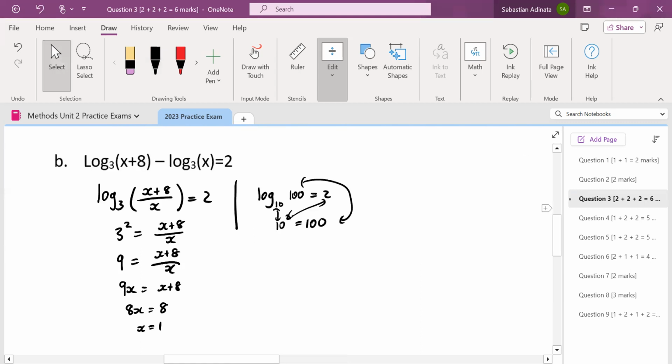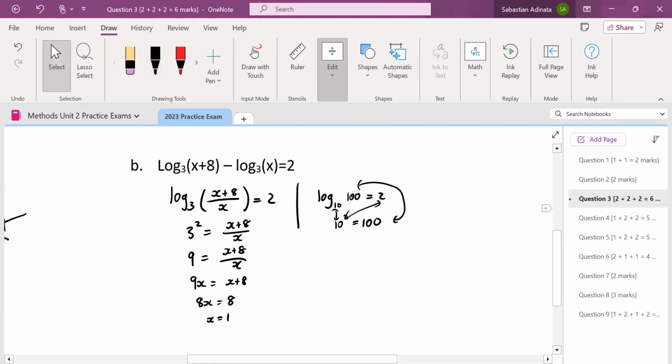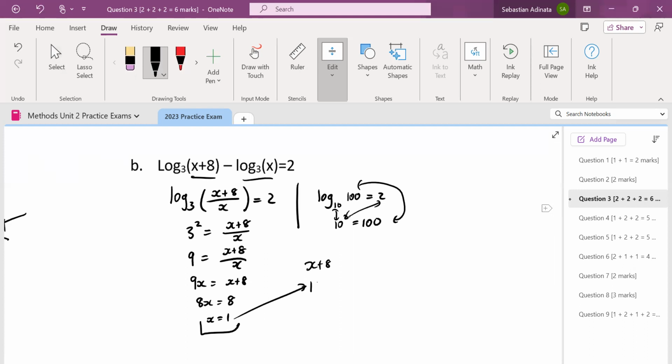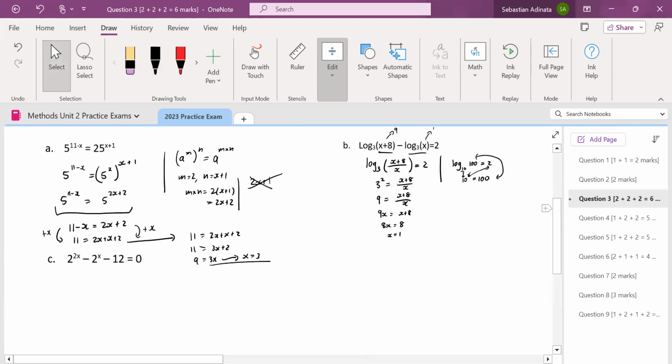There we go. Now with logs, we also want to make sure that this exists. So if we sub back x into each log, x plus 8, and now our x is 1, it's positive, and what we're basically checking for is the thing inside a log has to be positive and non-zero. And in this case, we end up with 9 and 1, and 9 and 1 are both positive and non-zero.